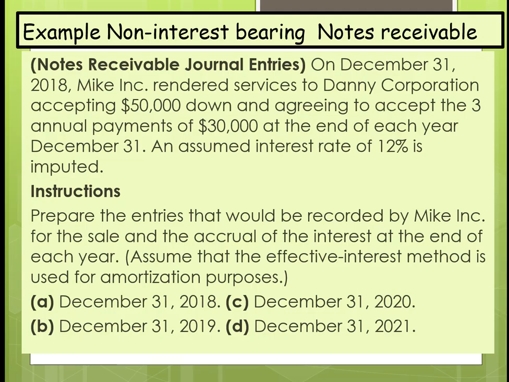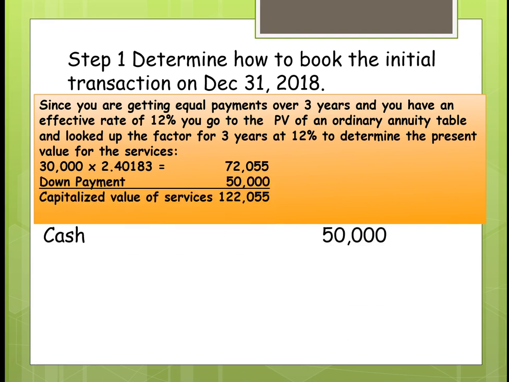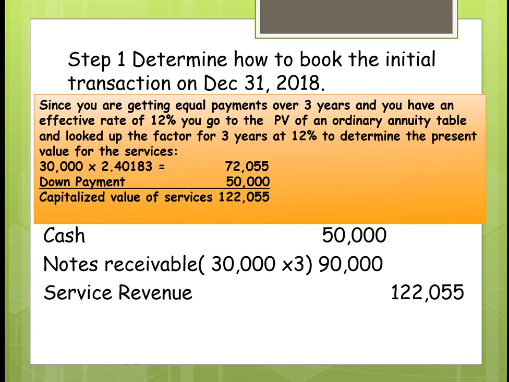Now let's look at this. What if we have a non-interest bearing note, but we have payments over 3 years of the same dollar amount? Remember, in order to use the present value of an annuity table, they must be the same dollar amount. If they're not, you can't use the present value of an annuity table. So we go to the present value of an ordinary annuity table because the first payment is at the end of the period. We go down 3 years, we go across 12%, and we get our factor. And 30,000 times the factor gives us 72,033. Plus the cash, we now are going to book services of 122,055.